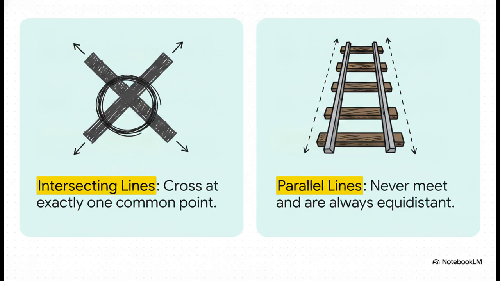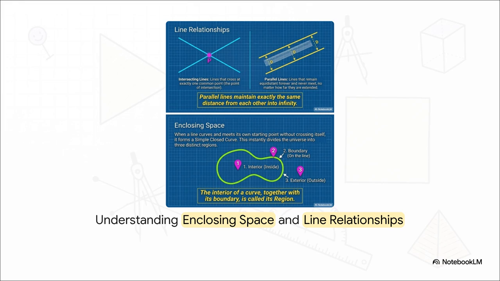Just think of an endless set of railway tracks. They run perfectly side by side, but they never cross. You can actually see this parallel line concept perfectly on a standard everyday ruler. The top and bottom boundaries run side by side but never intersect.